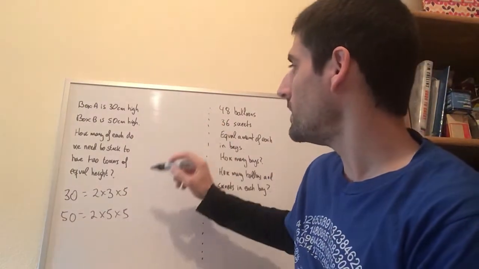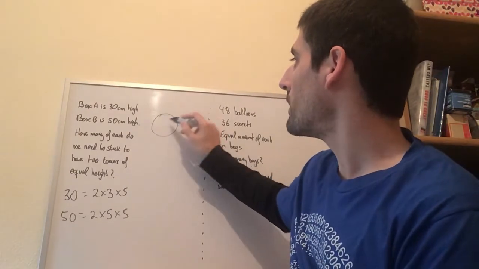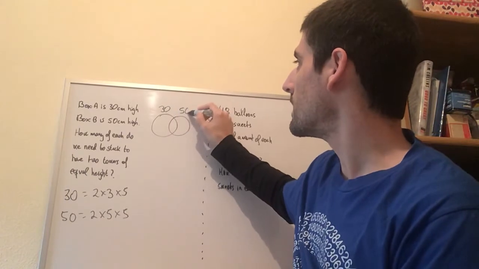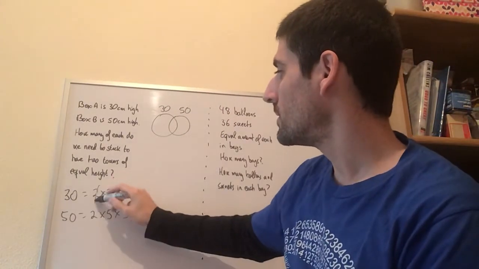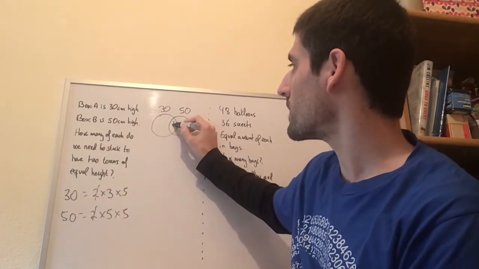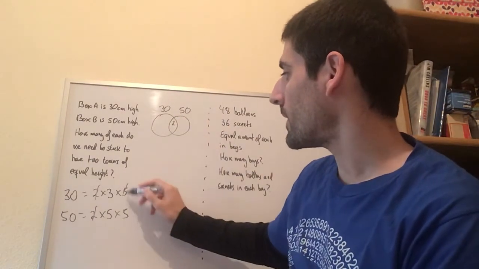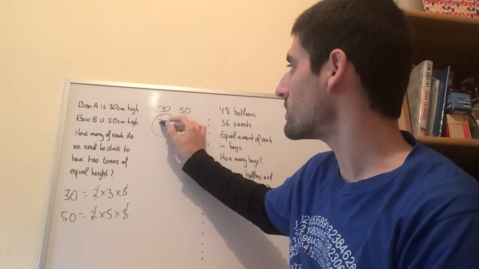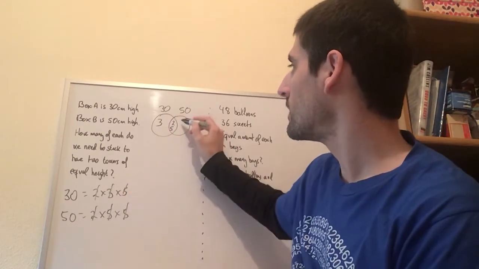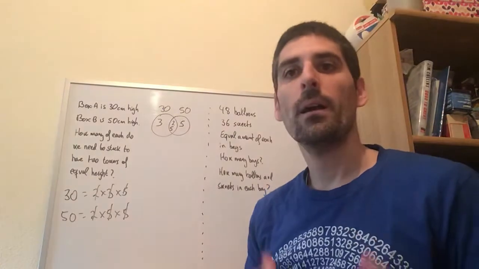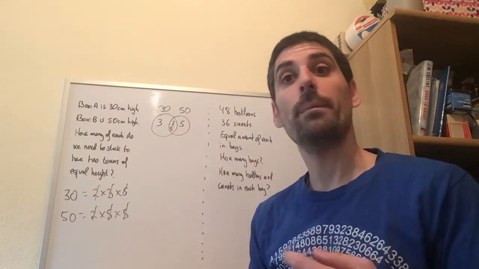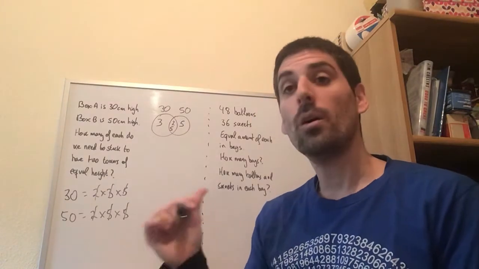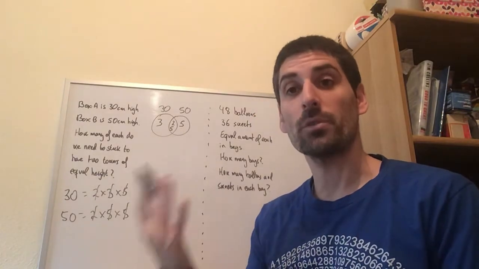Then we need to remember our little Venn diagram. So that's 30 and that's 50. The 2 is common, so I only write it once in the middle. The 5 is in common, so I write it in the middle, and the 3 goes there, and the 5 goes there. That's my Venn diagram, and remember, to find the lowest common multiple, I have to multiply all the numbers in the Venn diagram together.